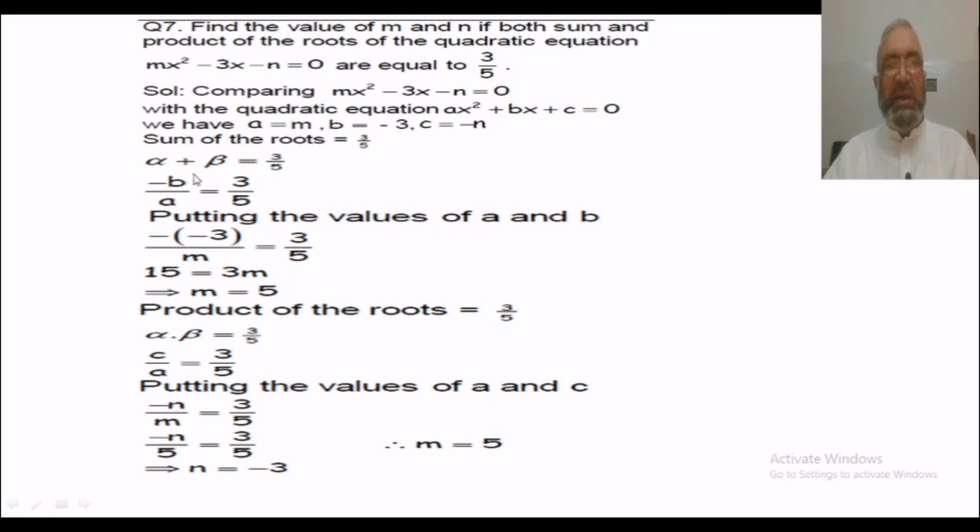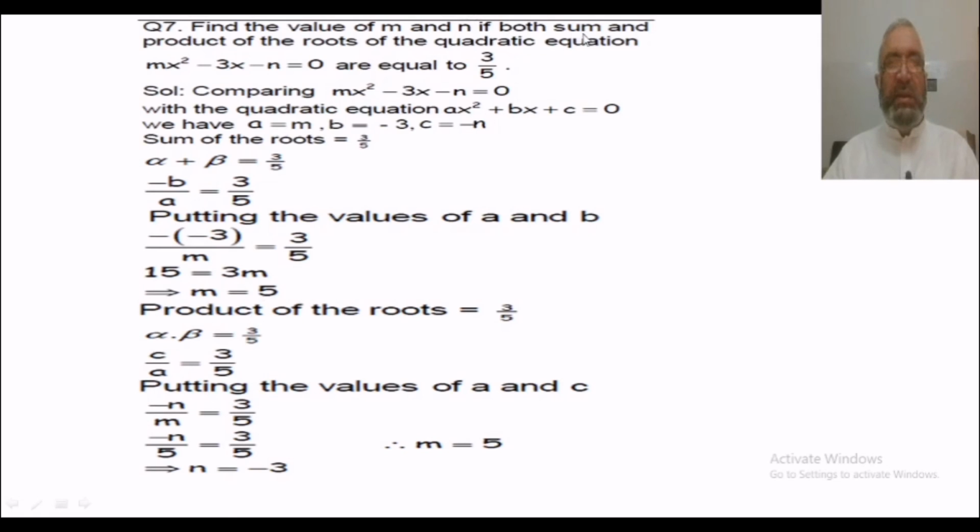So it is given that both the sum and product are equal to 3 by 5. This means the first condition, sum of the roots alpha plus beta is equal to 3 by 5. So sum of the roots is equal to minus b by a is equal to 3 by 5. Putting the values of a and b, minus the value of b is minus of minus 3 by m, that is plus 3 by m is equal to 3 by 5. So by cross multiplication, that becomes 3m is equal to 15. Or dividing both sides by 3, we get the value of m is equal to 5.